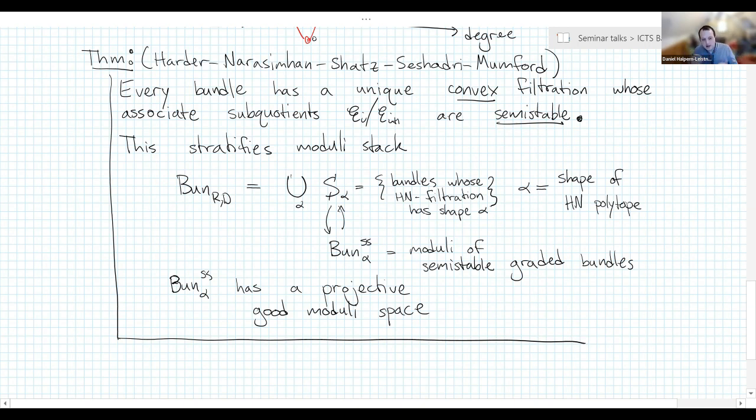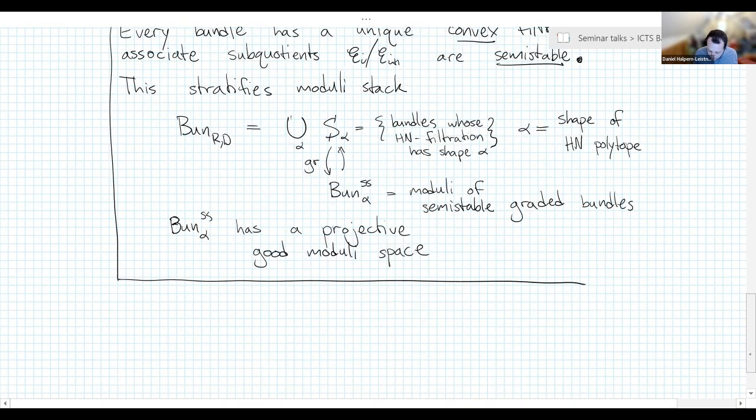So inside the moduli of all vector bundles, I can focus on the ones whose Harder-Narasimhan filtration has a particular shape given by one of these polytopes. In that case, it's a locally closed bounded substack, and the map that takes a bundle to the associated graded of its Harder-Narasimhan filtration is a map of stacks to this other moduli stack, which has a good moduli space, in fact a projective good moduli space. So this is the kind of ideal solution that we're looking for.